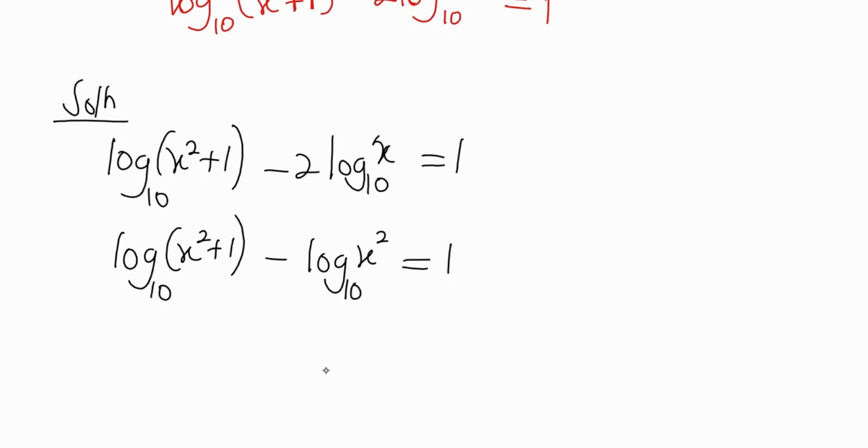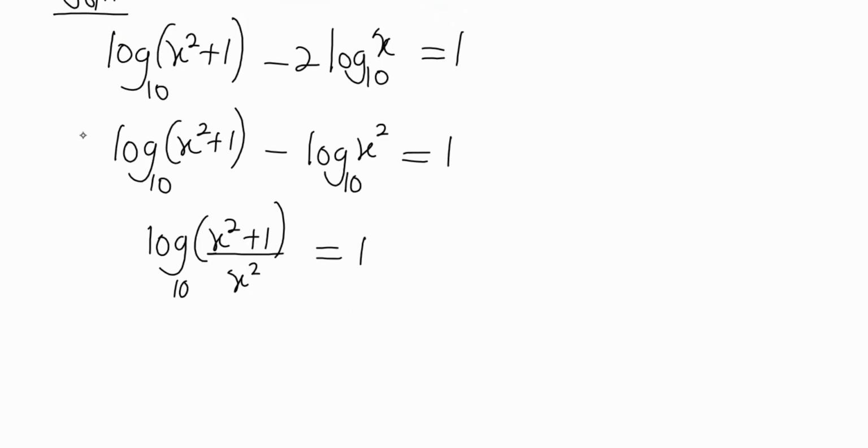By applying the same laws of logarithms, logarithms of the same base being subtracted means that we can write it as a single logarithm by dividing the arguments. So we have logarithm of x squared plus 1 all divided by x squared, base 10, which is equal to 1. We still have it in logarithm form, which we can change to exponential form. With this, we are going to have x squared plus 1 divided by x squared, which is equal to 10 exponent 1.